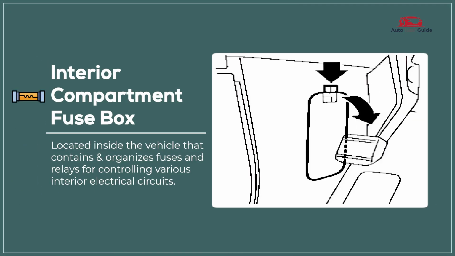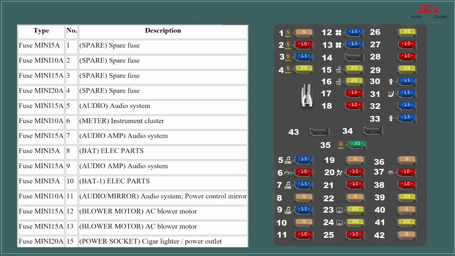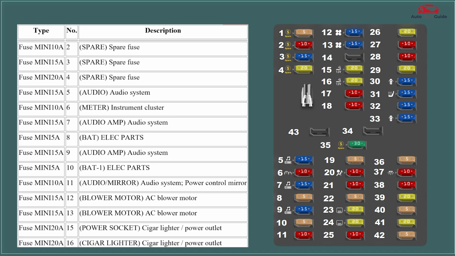Interior compartment fuse block. The interior compartment fuse box of an Infiniti Q50 protects and distributes power to cabin-related electrical systems like lighting, infotainment, climate control, and safety features.